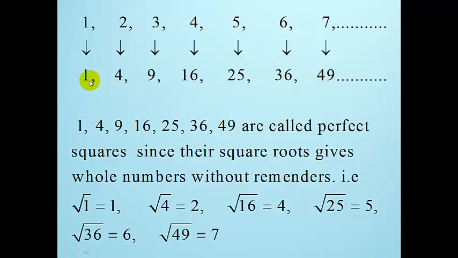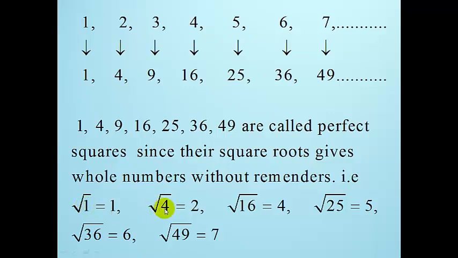Now, 1, 4, 9, 16, 25, 36, and 49 are called perfect squares, since their square roots give whole numbers without remainders. Now, when we take the square root of 1, the answer is 1, and 1 is a whole number without a remainder. Therefore, 1 is a perfect square.